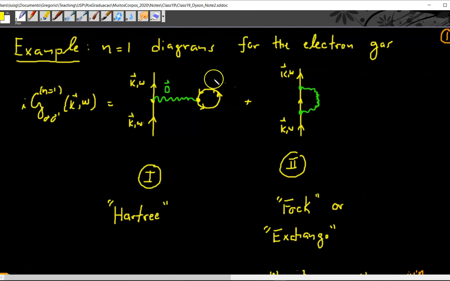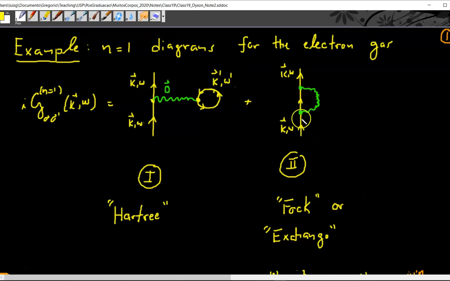This is K prime entering here. That'll exit here. So this will be still the same K prime, it's just an internal variable. Also, this loop is a path that, if we go back to time domain, would start and end at the same time. All right, so this has frequency omega prime. It's going to be an internal variable.